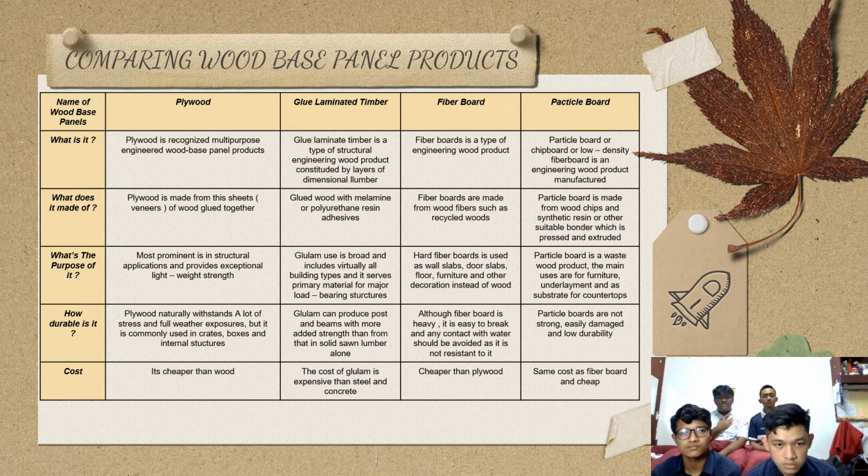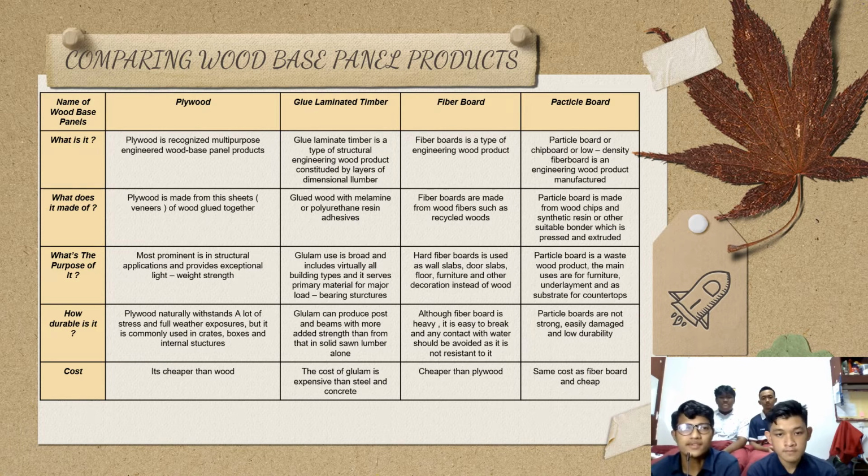Glulam use is broad and includes virtually all building types, and it serves as primary material for major load bearing structure. How durable is it? The glulam can produce posts and beams with more added strength than forms made of solid sawn lumber alone. And the last is the cost of glue laminated timber. The cost of this glue laminated timber is more expensive than steel and concrete.